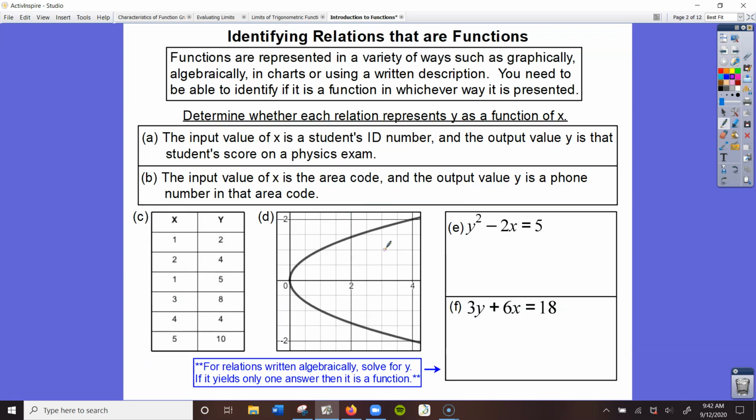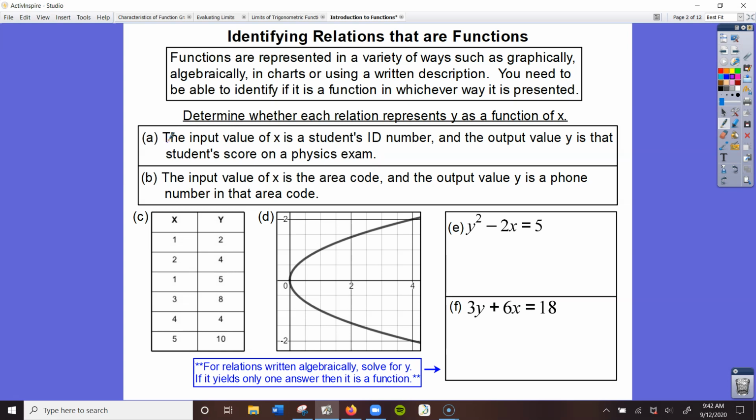In this example here, what we're going to do is look at these various representations of relationships, and we have to determine whether or not each is a function. For A and B, we have verbal descriptions. Remember that when we're given a relationship, a function is when the x's do not repeat. The y's can repeat, but the x's definitely can't. So what we're going to focus in on are the input values.